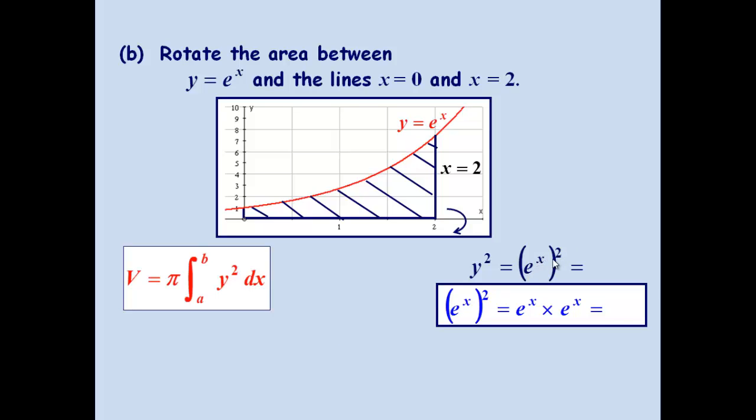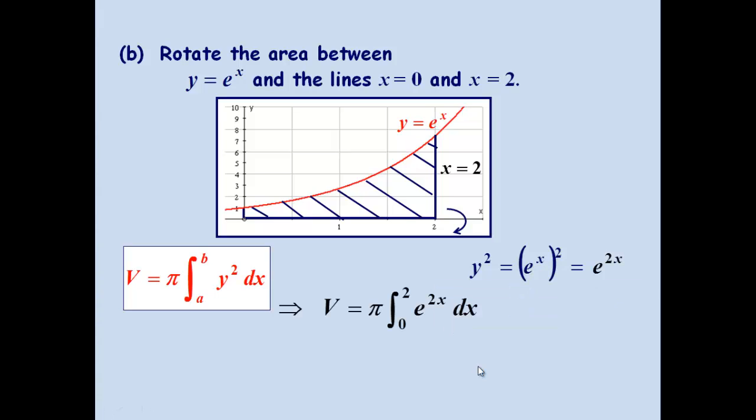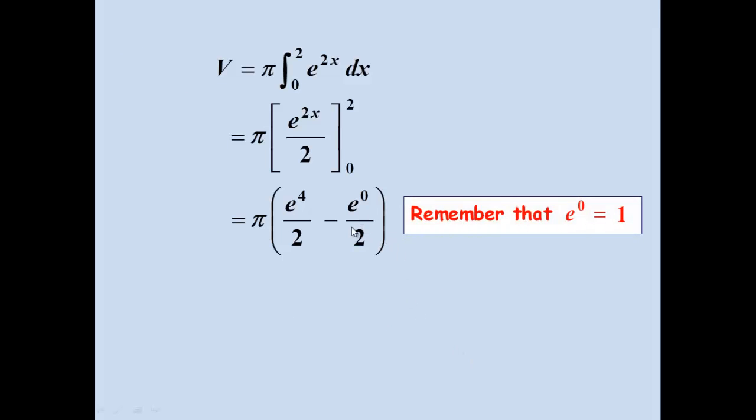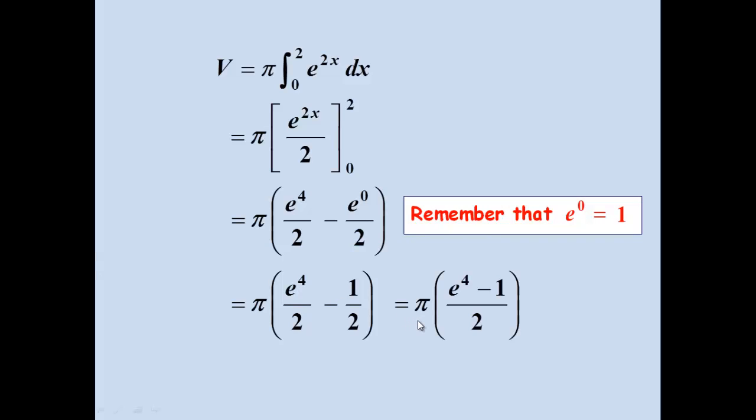Okay, if we square e to the x, we get e to the 2x. So that's the integral we're looking at. So stick the 2 in, that's what we get. E to the 0 is 1, so we just get minus a half here, don't we? And we end up with pi times e to the 4 minus 1 over 2.